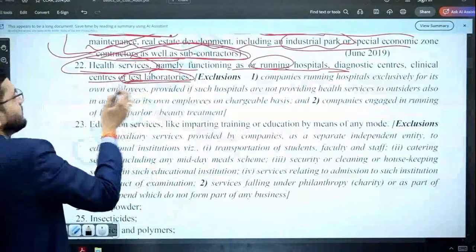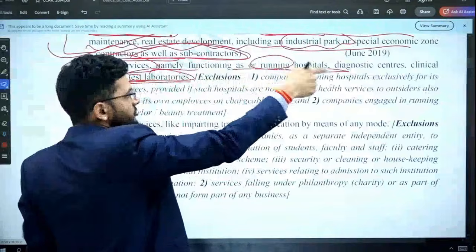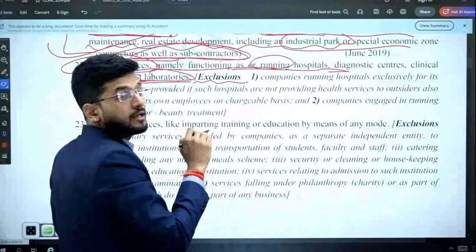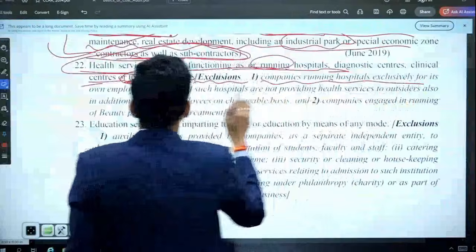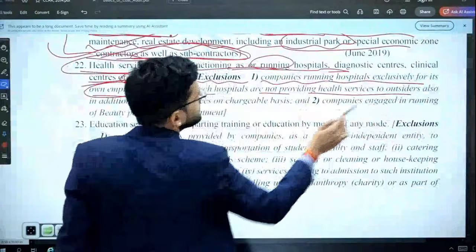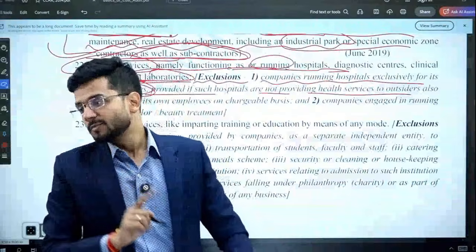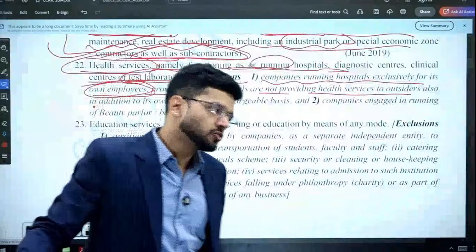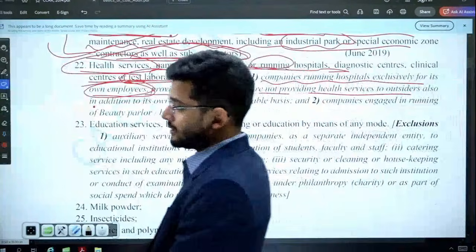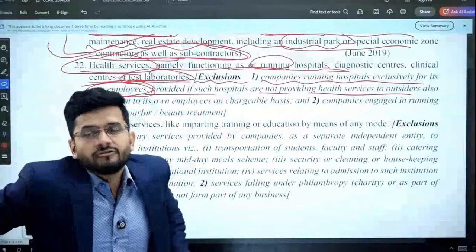Diagnosis, testing and clinical treatment, all things are included over here. Exclusions. Companies running hospitals exclusively for its own employees, provided if such hospitals are not providing health services to outsiders, they are excluded. So if you have a hospital, you need to use that hospital only for the benefit of your employees. You prepared that hospital for your employees only.